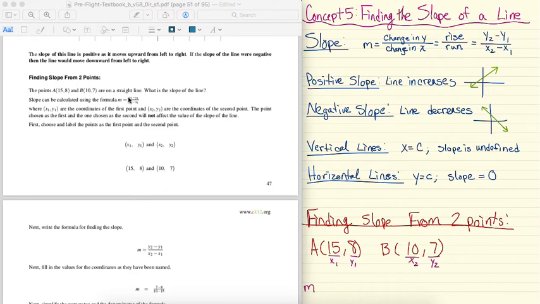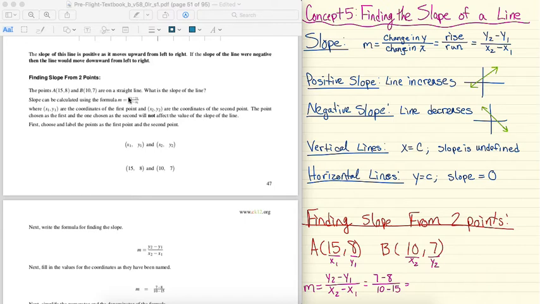Using my formula for slope, which is the second y point minus the first y point, divided by the second x point minus the first x point. So that means I'm going to take 7 minus 8 divided by 10 minus 15. If you're typing this into a calculator all at once, I don't recommend it, but if you are, you have to have parentheses around these groups of numbers that you're subtracting. I do not recommend typing this all into a calculator at once because if you forget parentheses or you mess the parentheses up, you're not going to get the correct answer.